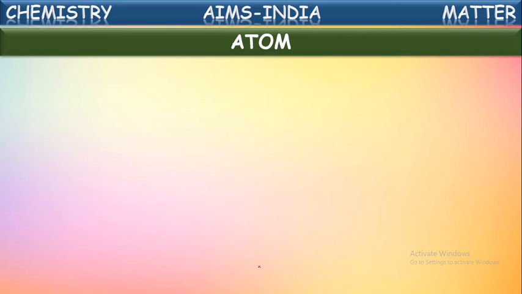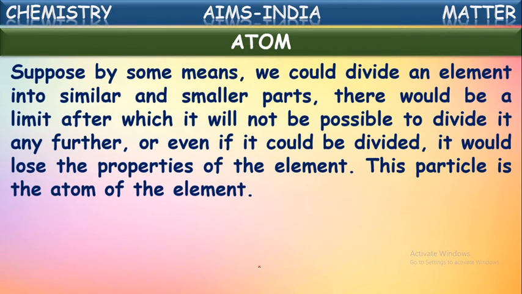Before that, what is an atom? Suppose by some means we could divide an element into smaller and similar parts. There would be a limit after which it will not be possible to divide it any further, or even if it is divided, it would lose the properties of the element. This smallest particle, which retains the properties of the element, is called an atom of the element. So an atom is the smallest particle of every element which retains the properties of the element.